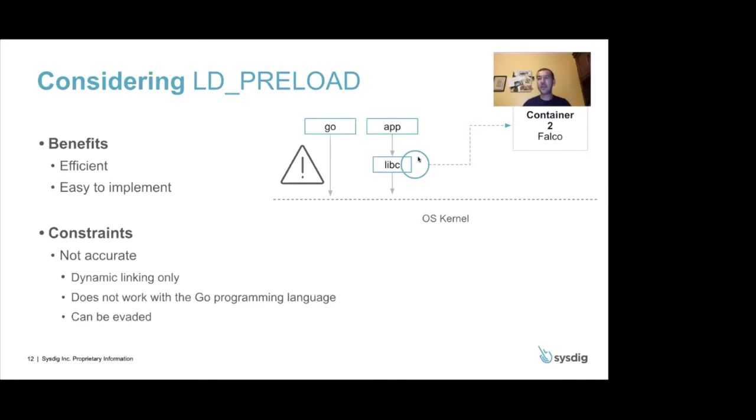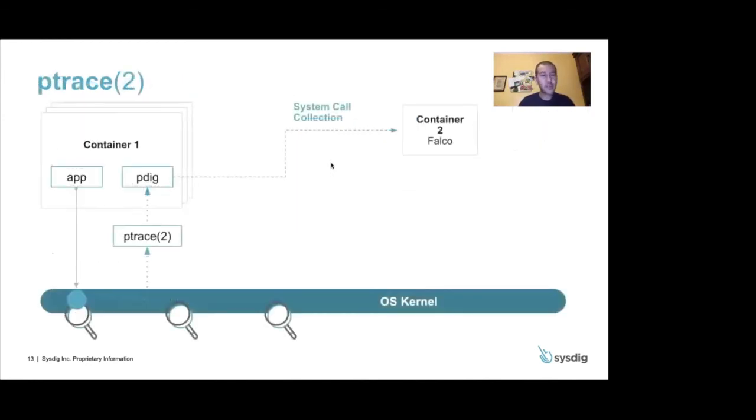C statically linked programs have this feature. They don't use dynamic libraries. And Go is another example. Go has been designed to generate, at least on Linux, completely static binaries and doesn't really use libc. So an LD_PRELOAD approach would not support Go programs, which is a pretty massive limitation in cloud native.